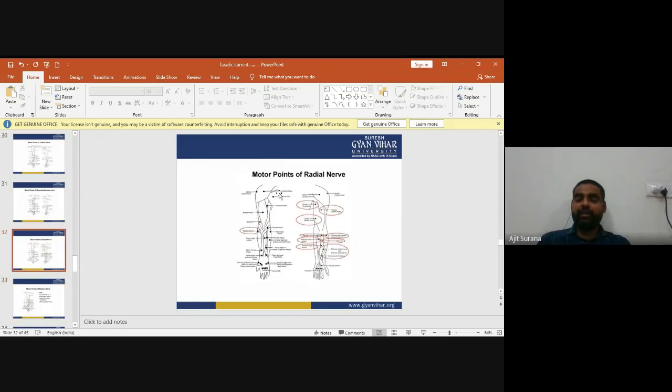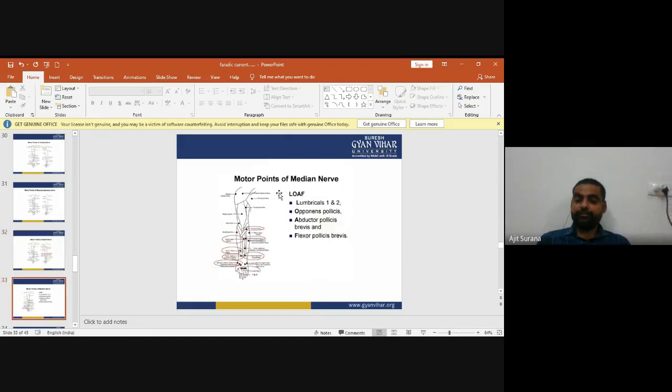Now the motor points of the radial nerve. The radial nerve supplies the posterior muscles of the arm, the extensors. Now these are the motor points of the median nerve: over lumbricals 1 and 2, opponens pollicis, abductor pollicis brevis, and flexor pollicis brevis.